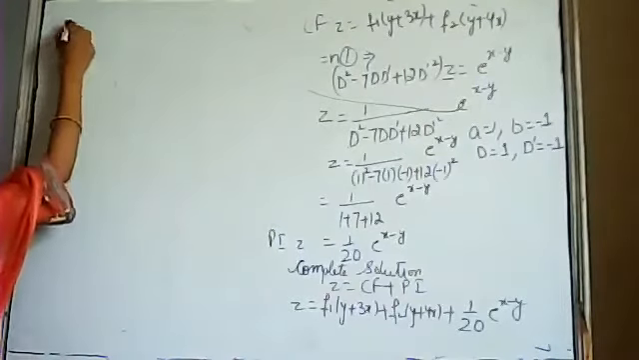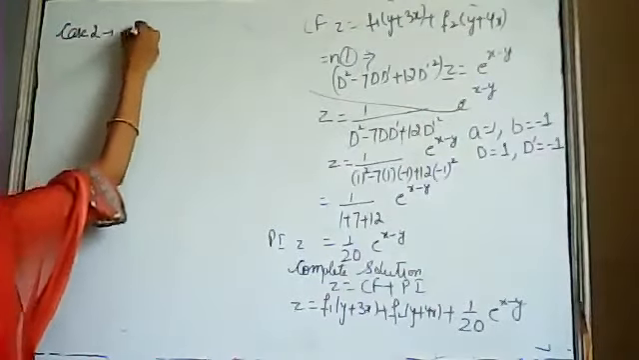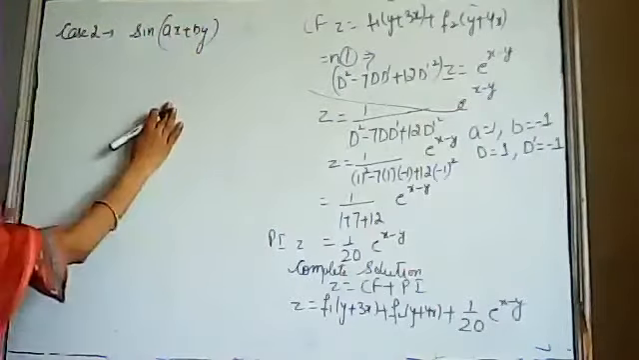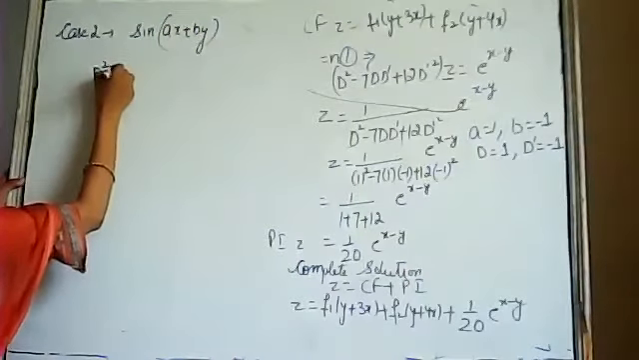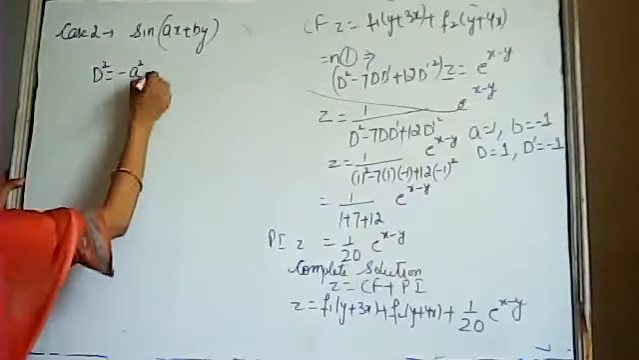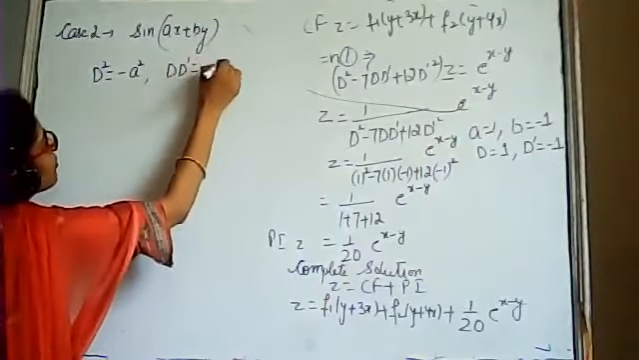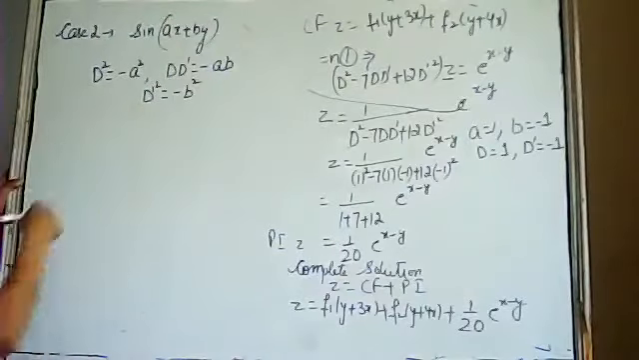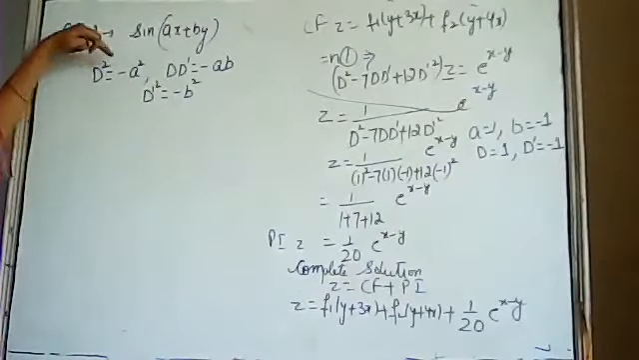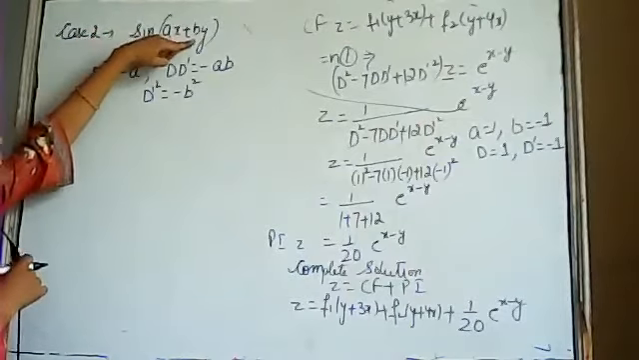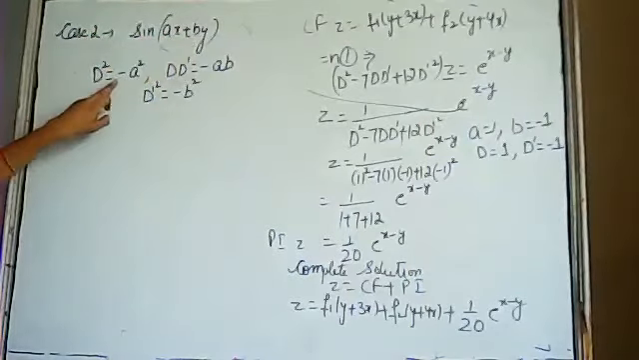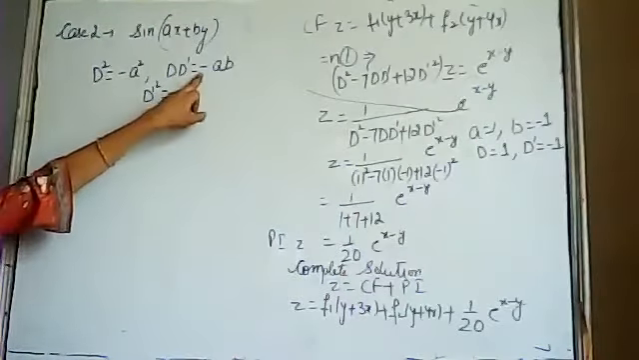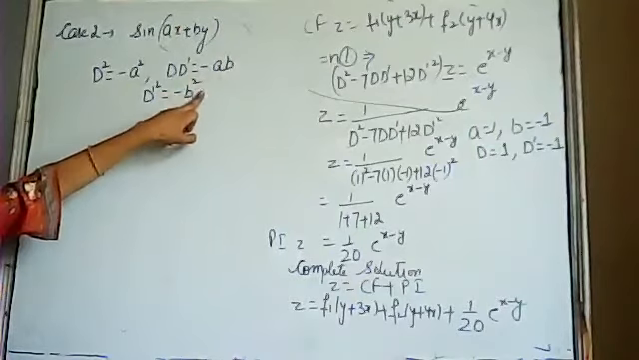Next case is if we are having the form sin of ax plus by on the right hand side. In that case, substitute D square with minus a square, DD' with minus ab, and D' square with minus b square. Again, a is the coefficient of x and b is the coefficient of y. We are having minus a square, not minus a whole square. Similarly, this is minus a into b, minus b square.